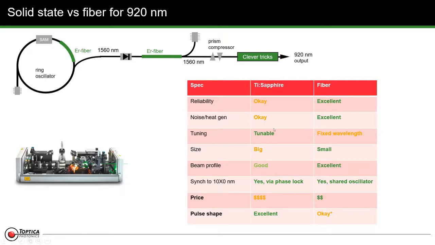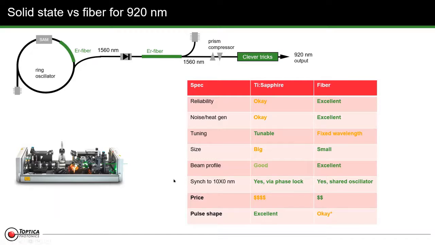The biggest advantage, I would say, for solid-state lasers is that they are widely tunable from, say, 700 nanometers to a micron or even beyond that, so that you can hit many different fluorophores, and that gives your lab a lot of flexibility for this or future experiments. Whereas with fiber lasers, you can really only pick a fixed wavelength. Both have pretty good beam profiles. Size of the laser, if you're limited in space, maybe it matters.